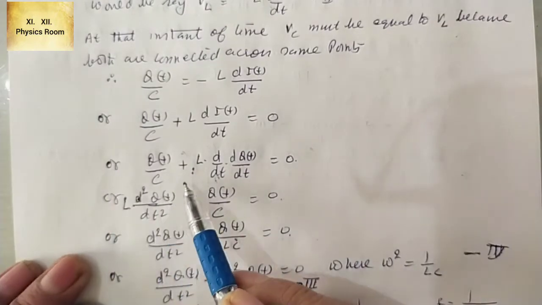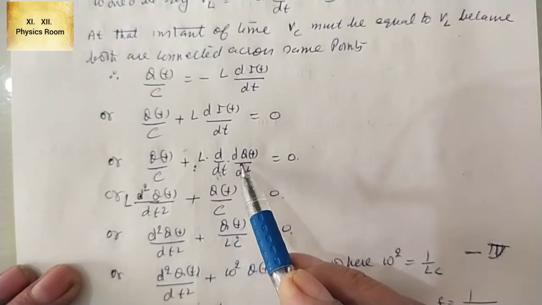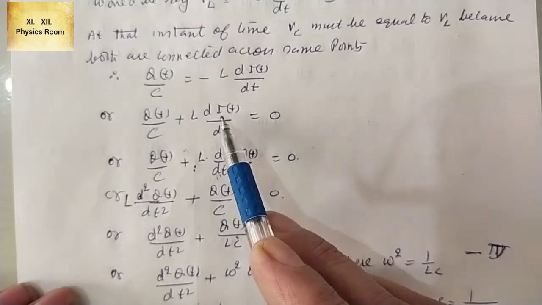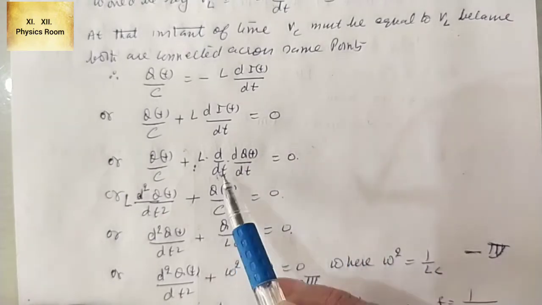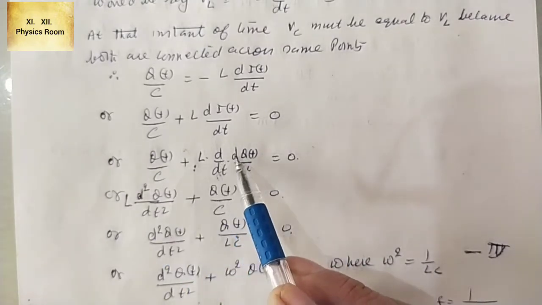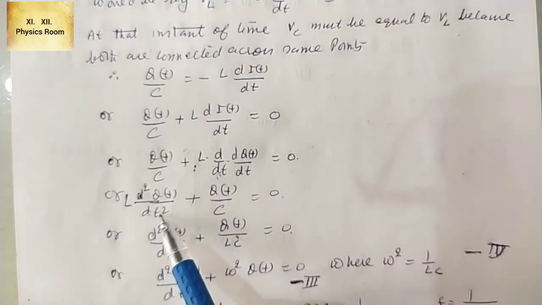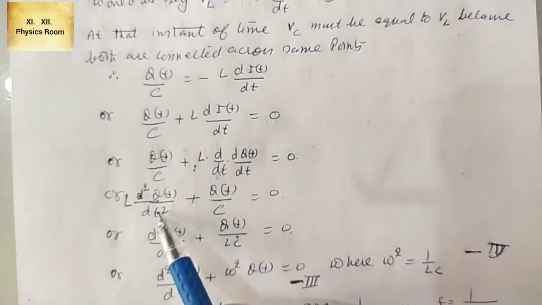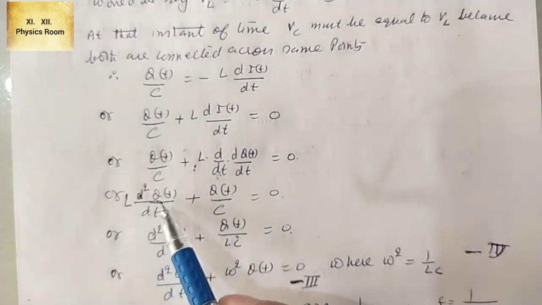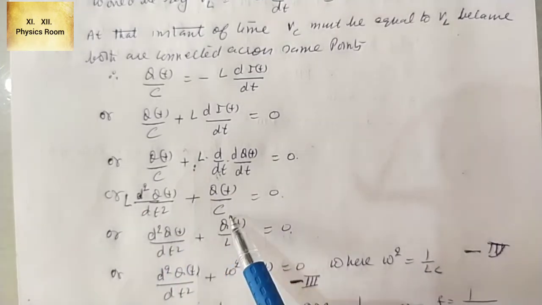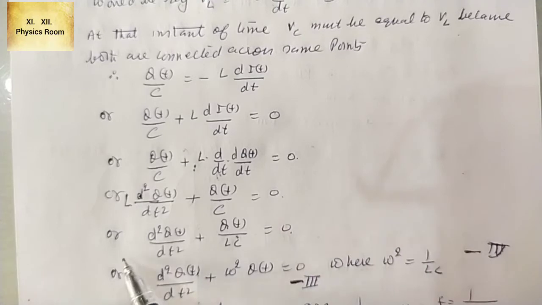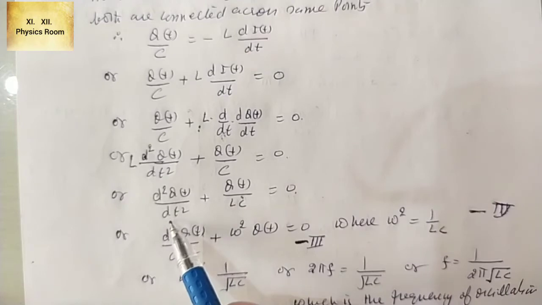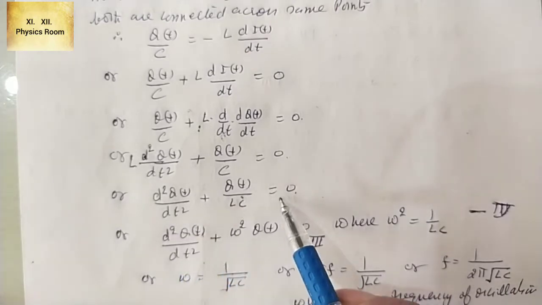Or q(t) by C plus L d by dt of dq by dt, because i is equal to the rate of flow of charge, dq by dt. We replace it by dq by dt, and it is equal to 0. Now it becomes a second order differential equation. So L d2q by dt2 plus q(t) by C is equal to 0. Or we bring L this side, d2q by dt2 plus q(t) by LC equal to 0.